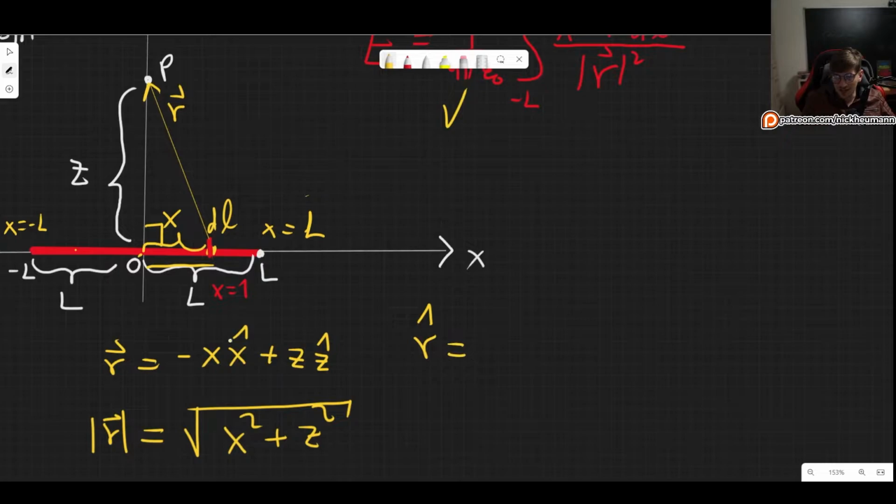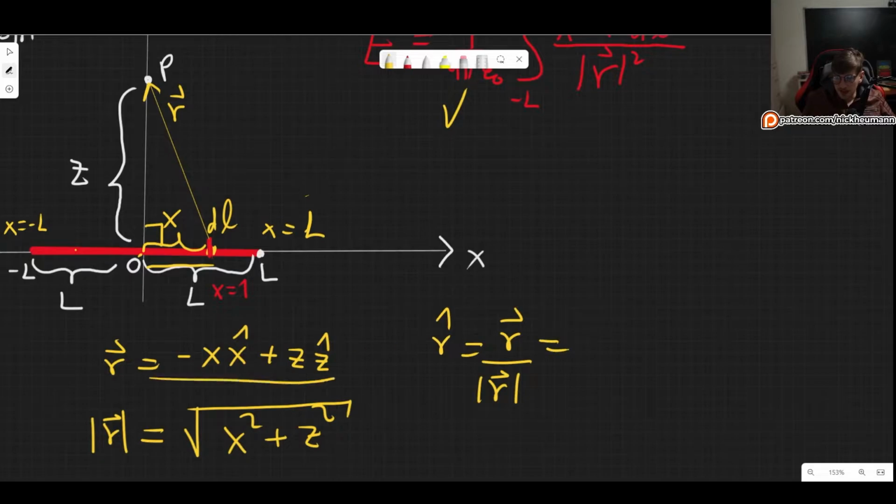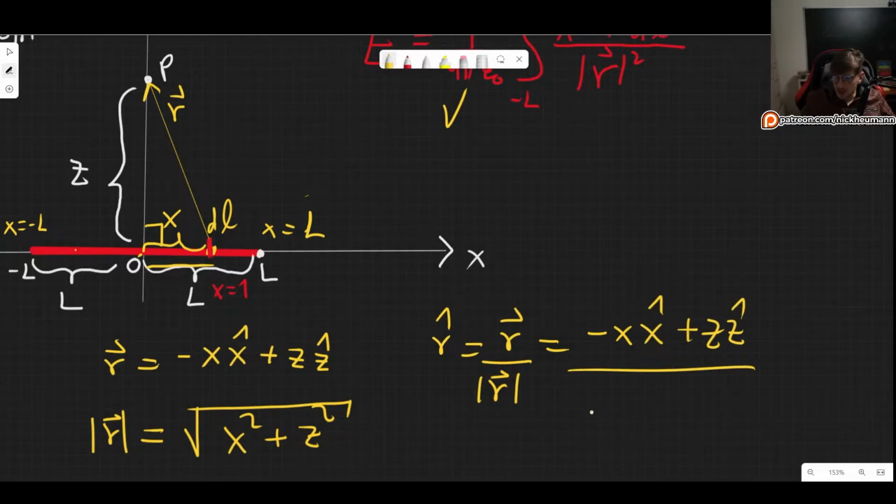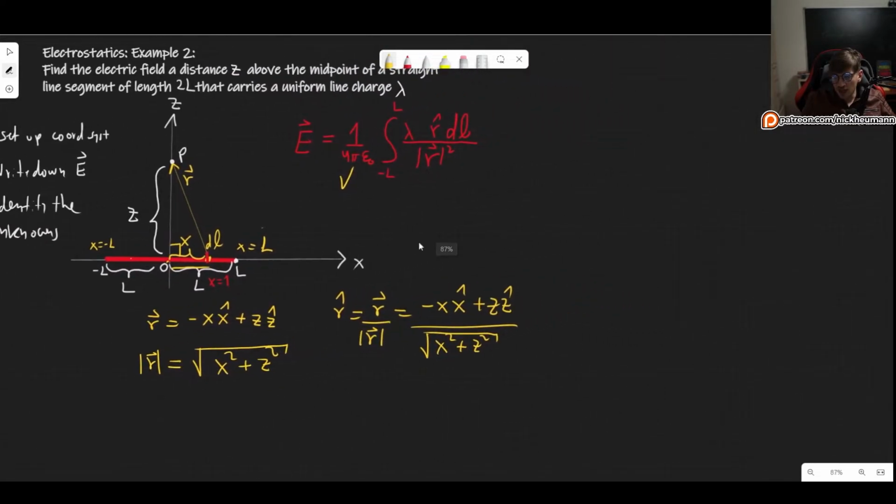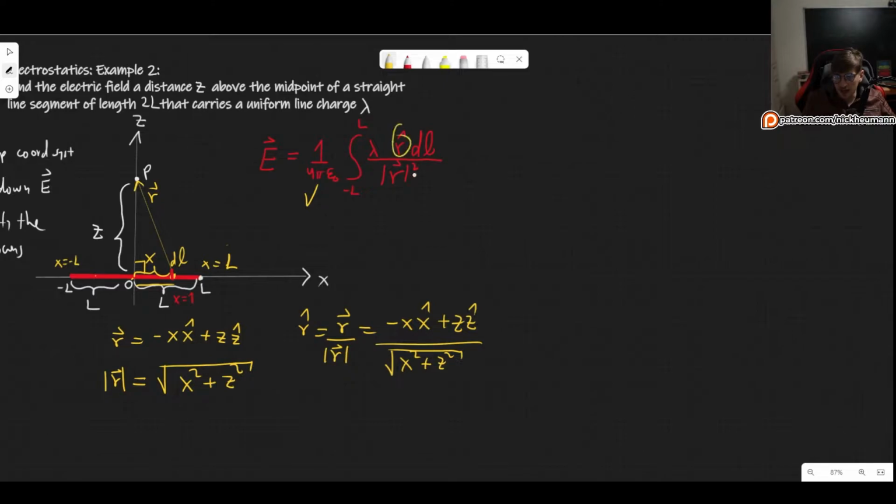Okay, so r hat is this divided by this, right? The unit vector is that vector divided by its magnitude. So again, I went into more detail in the previous video. So if you are unsure, you should go back and watch it because it sets up the basics for what we are doing here. And we divide by the square root of x squared plus z squared. Okay, so now we have everything we wanted. We have our r hat, we have this.